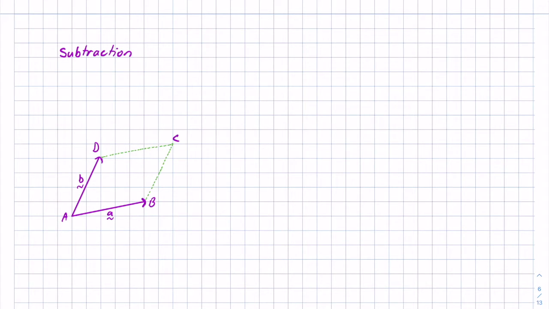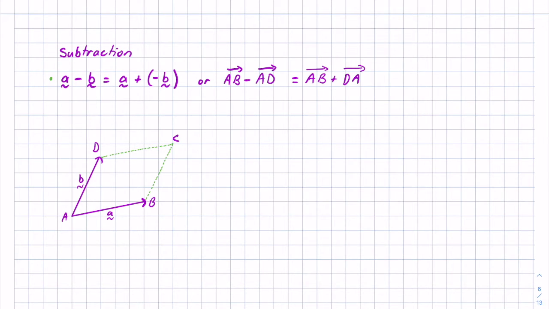So let's talk about vector subtraction. Firstly, if I have A minus B, that's the same as doing A plus -B, so we can do it exactly like we did before. We can also talk about this as AB minus AD. So let's see what happens. Firstly, AB minus AD, the negative of AD is the same as adding DA. So that's like saying AB plus DA.